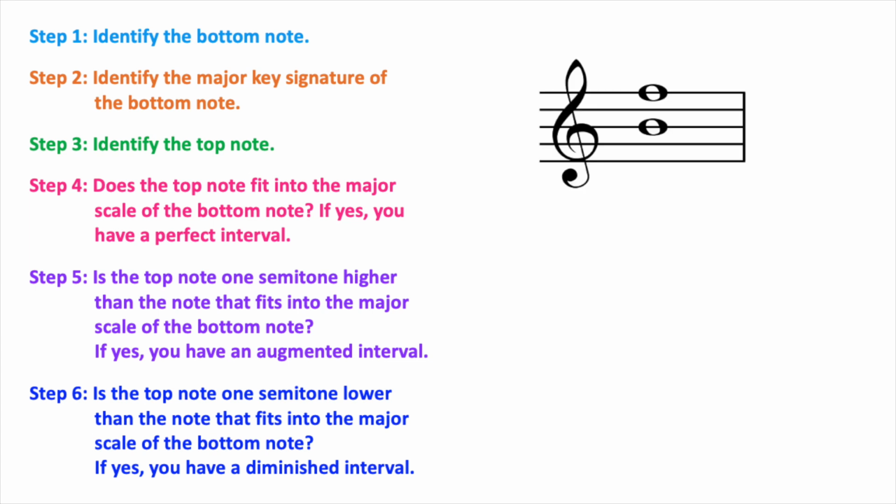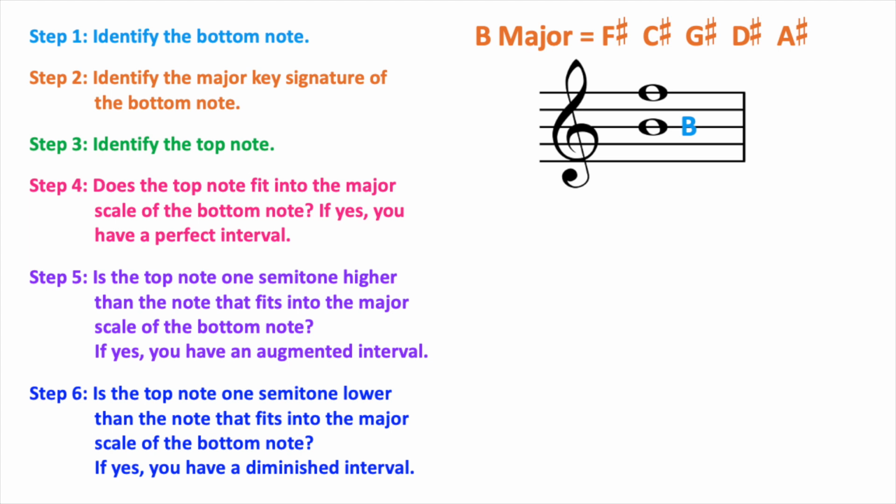Step 1 asks us to identify the bottom note. Here we have the note B. Step 2 asks us to identify the major key signature of the bottom note. Again, this is something I should know off by heart and be able to quickly jot down as part of my rough work. So B major contains an F sharp, C sharp, G sharp, D sharp, and A sharp. And from this I can tell that all other notes are natural.